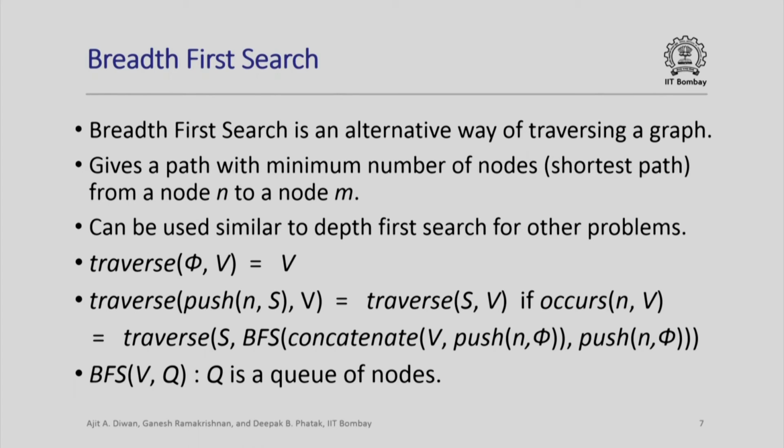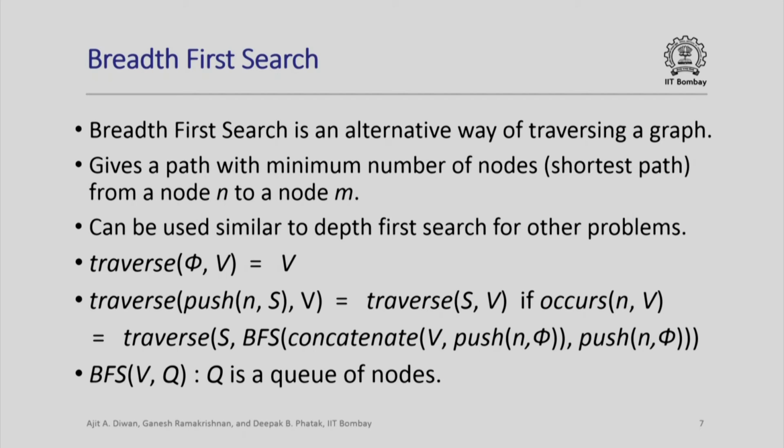There is an alternative way of traversing a graph. Just as in trees we had pre-order and post-order, this is a different way of traversing a graph which is called breadth first search, and this is especially useful when we want to find a path with the minimum number of nodes from a given node to another node. Depth first search will just give you one possible path from node n to node m, but it may be a very long path. So, if you are using it to find a flight from x to y, we may end up going through a very roundabout way.